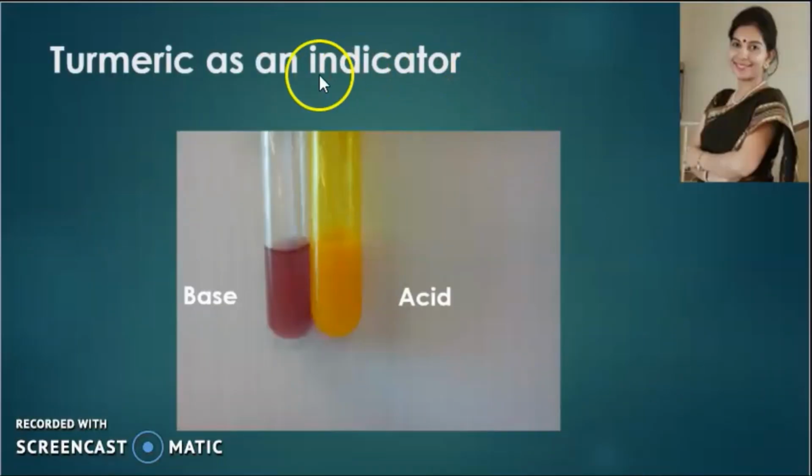Now, turmeric. We can use turmeric as an indicator also. When added to a base, the color changes to orangish red, while no color change is observed in case of acid.